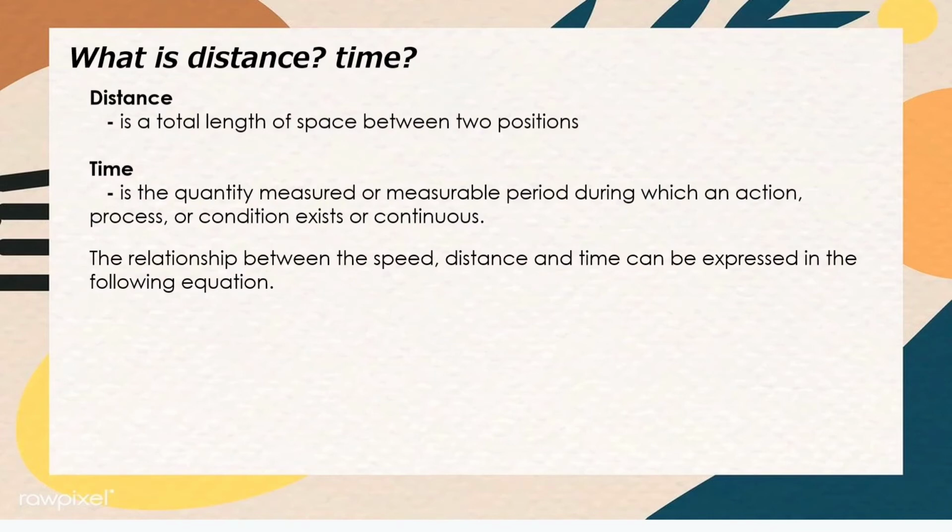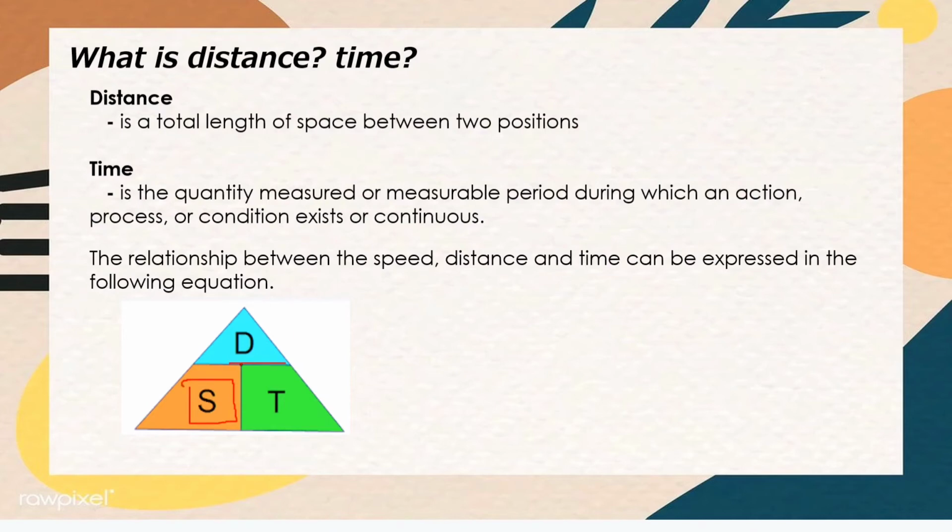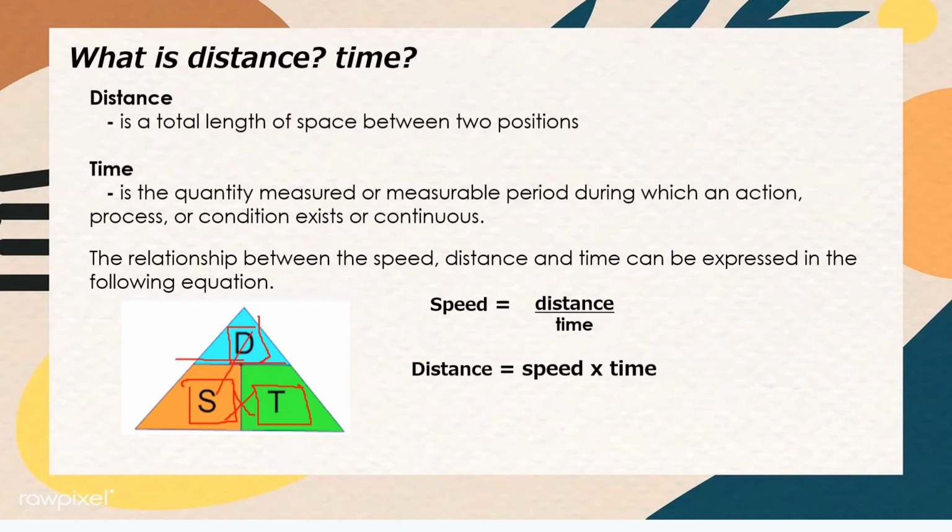Okay, so the relationship between the speed, distance, and time can be expressed in the following equation. Okay, using this triangle again, we know that when we are looking for speed, all we have to do is divide the distance and the time. So we have here speed is equal to distance over time. How about when we are looking for distance? So, what remains here are S and T. So, what we will do is multiply. So, we have here distance is equal to speed times time. How about when time is the one missing? Okay, so meaning we're going to divide the distance and speed. So, we have here time is equal to distance over speed.